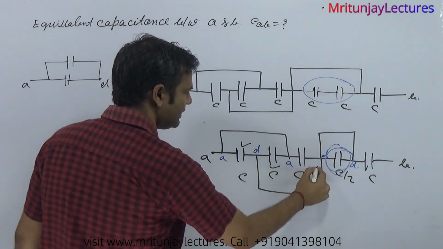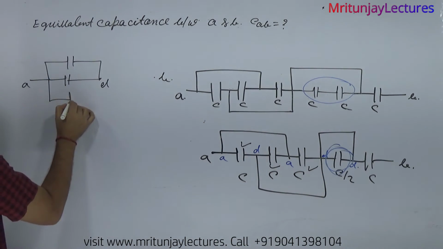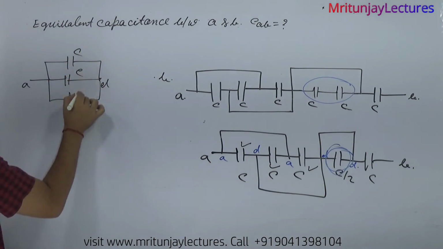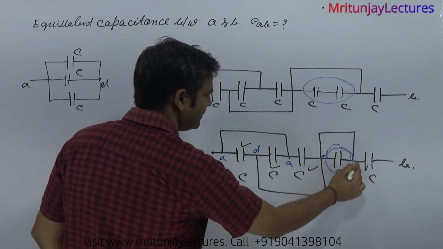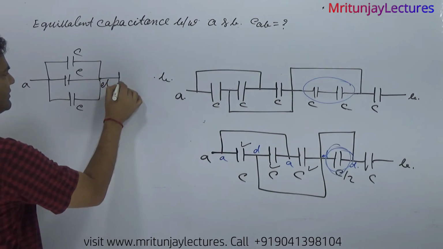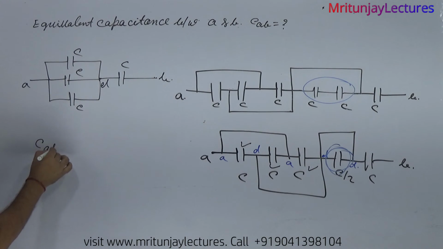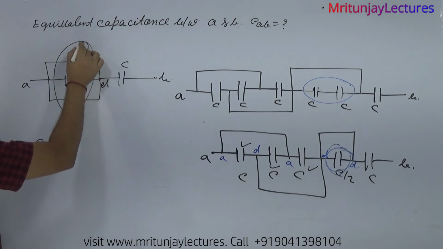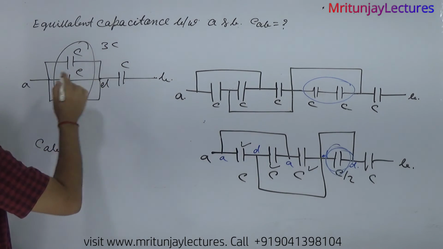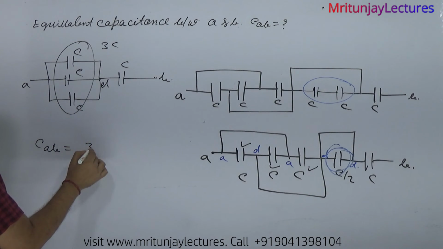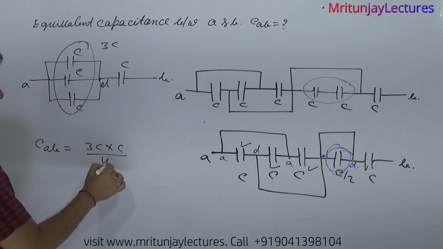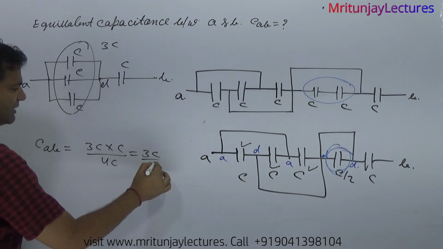Okay, now A to D, another connected C capacitor, that is C, and D to B, another capacitor connected, that is C. So C of AB is finally 3C, and this is C. So both are connected in series. So 3C into C divided by 4C, so 3C/4 is the right answer.